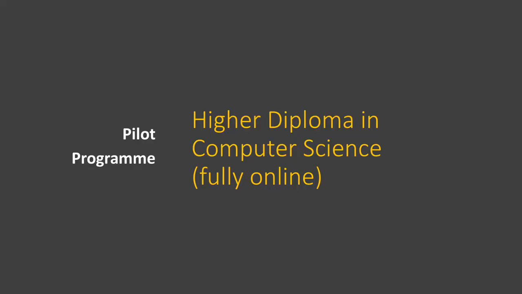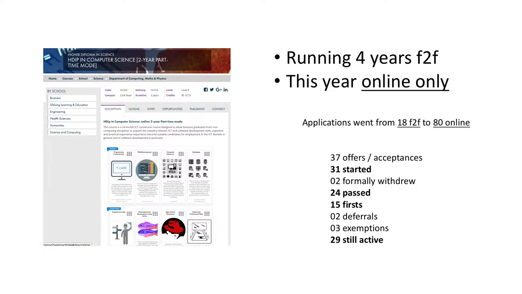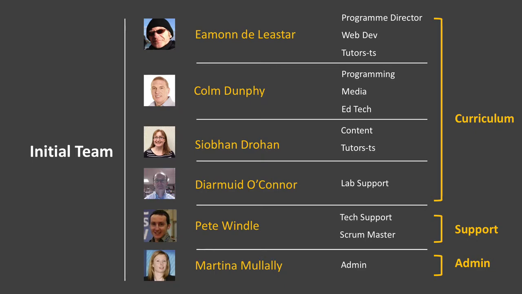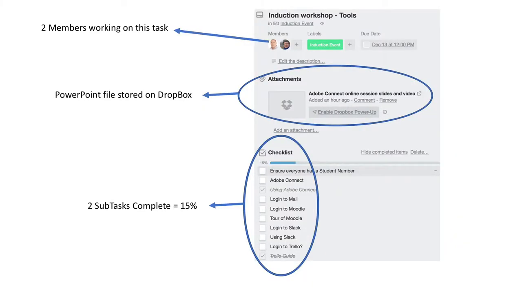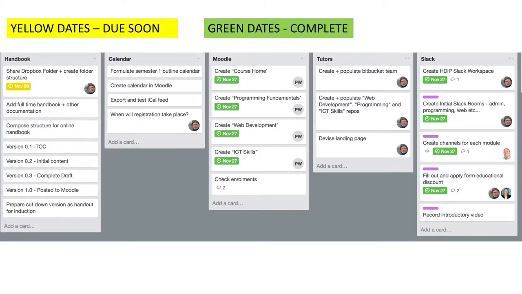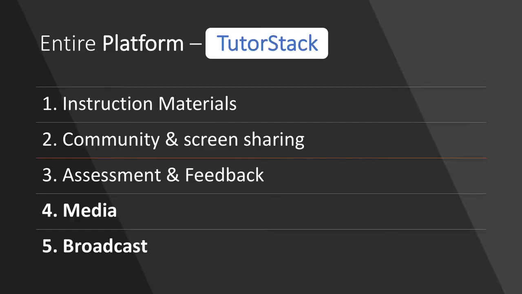Okay, our pilot program was the Higher Diploma in Computer Science, fully online, and this year it's available only online. We set up our initial team for curriculum, support and admin, and then we set about planning the program. We used an agile process, weekly sprints, managed with Trello. We set up cards with checklists and assigned them to team members, and we checked the progress weekly.